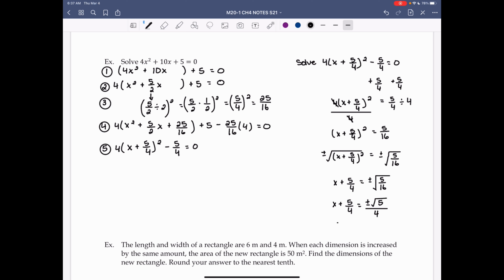And then we want to subtract 5 over 4 from both sides. So we get x equals positive, negative, square root of 5 over 4 minus 5 over 4. Let's write that in one fraction. We have the same denominator, so we don't have to make a common denominator. It would become x equals positive, negative, square root of 5 minus 5 divided by 4.